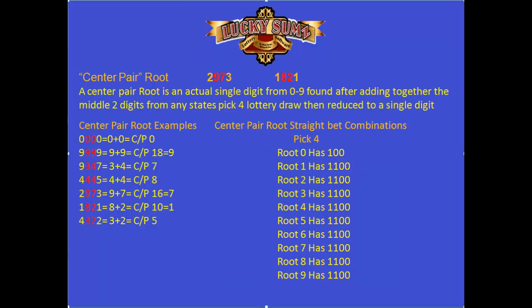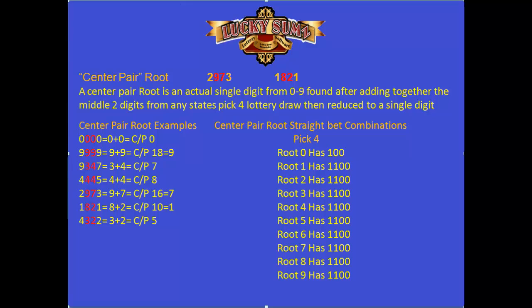Next, we have the center pair root cycle. A center pair root is an actual single digit from 0 to 9 found after adding together the middle two digits from any state's pick 4 only lottery draw, then reduced again to a single digit. In quad zeros, we add together the two center zeros, so 0 plus 0 equals center pair 0. In quad nines, we add together the two center nines, equals 9 plus 9 is a center pair 18. Reduced again, which would be 8 plus 1 is a center pair 9.